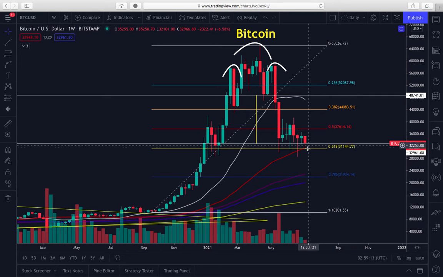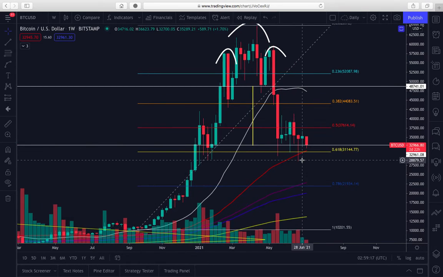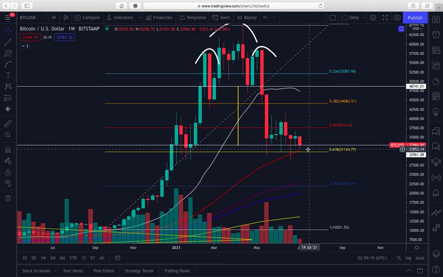Another thing to look at for Bitcoin right here is the 50 SMA on the weekly. Again, it's a weekly chart. So could this be where we find support and bounce off of? A lot of things going on. There are some bearish things, some bearish ideas. This is not a 'buy now, put all your money in.'